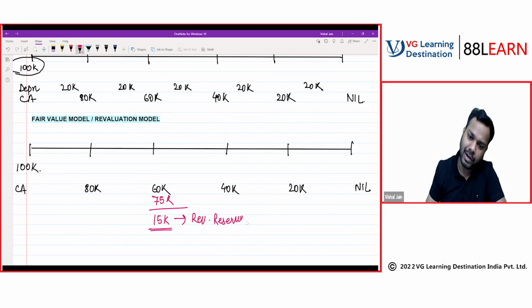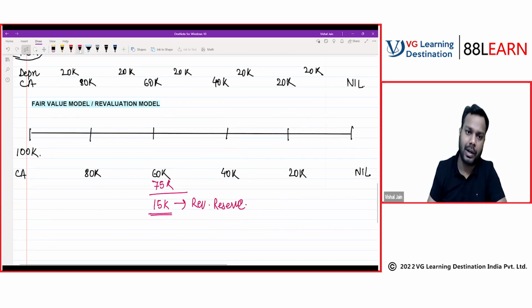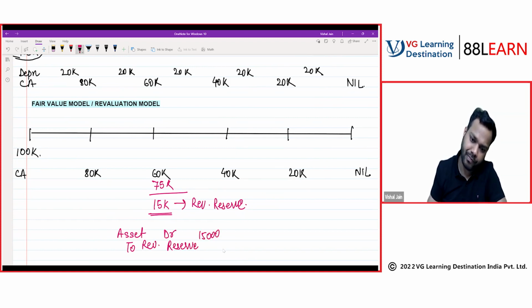And now what is the journal entry for that? The journal entry is asset account debit to revaluation reserve 15,000. Now with this one, the carrying amount is 75K now. The carrying amount is 75K now, right?